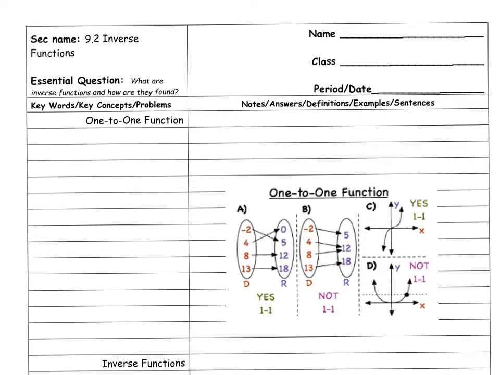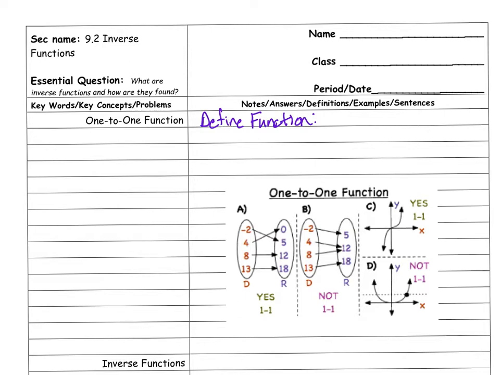So here we go. We're going to start with 9.2 inverse functions. Our essential question for the day is, what are inverse functions and how are they found? So here we go. We're going to define inverse function. First, in order to define, we're going to define a one-to-one function. The first thing we need to define is actually what a function is. And I know you guys know what a function is.